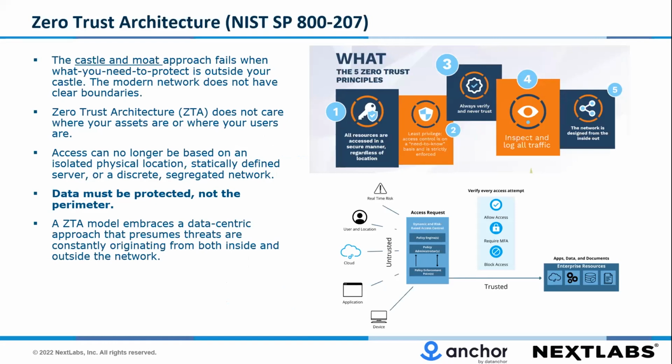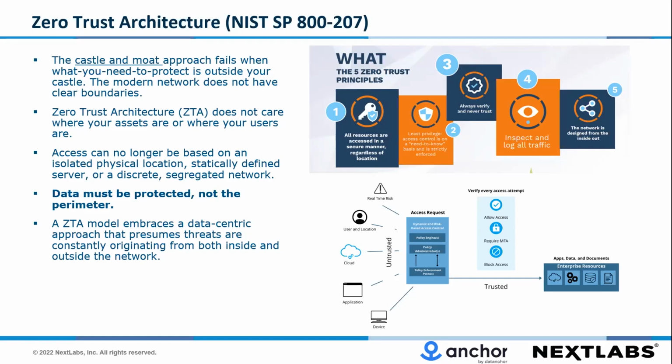First is that all protected resources are accessed in a secure manner, regardless of the location. So regardless of whether they're inside or outside of a secure network, all access and authorization is granted on a least privilege principle, and only on a need-to-know basis. So you're not providing anything more than the minimum of what needs to be accessed.